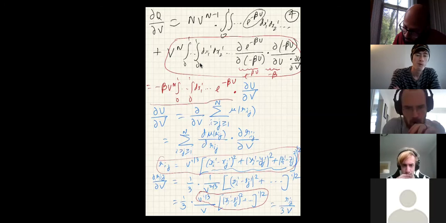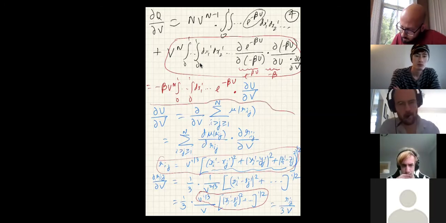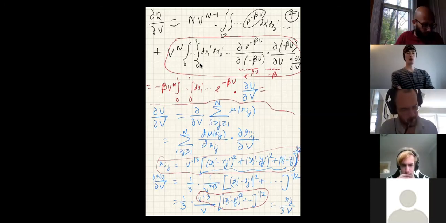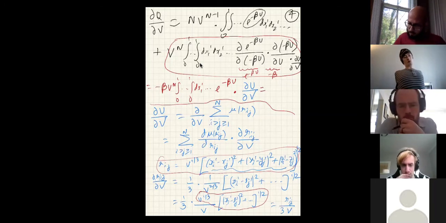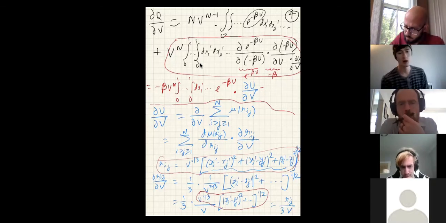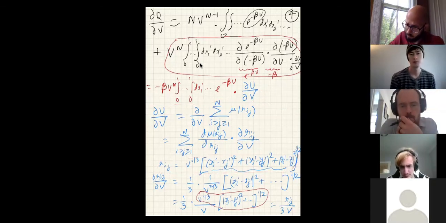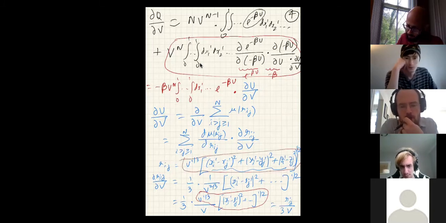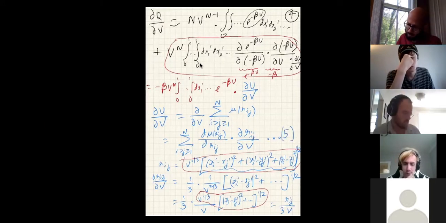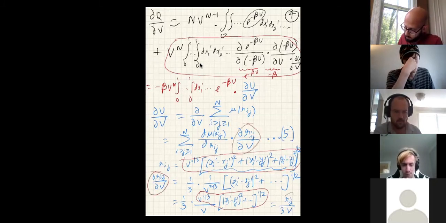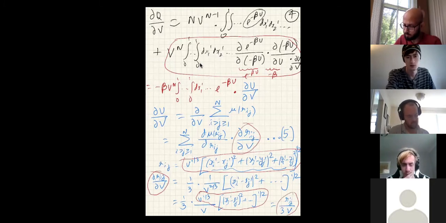I'm going to draw a line here and write down the expression that we just derived. So this is Rij, and that's what we used over here. So now let's go back to equation number 5 and put in the value of partial Rij by partial V. We had this ugly looking partial over here, and we can put Rij by 3V there. So what will that give us?